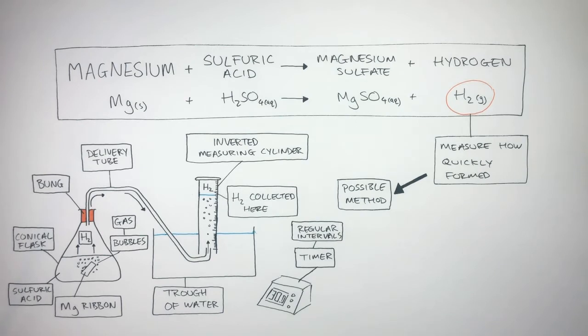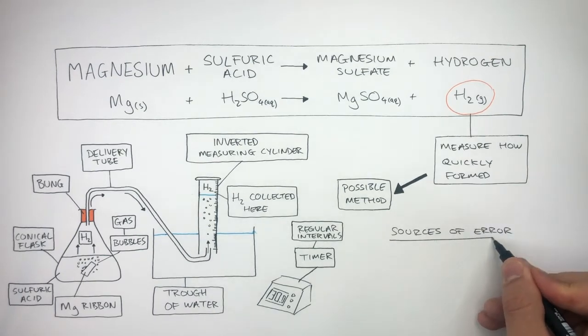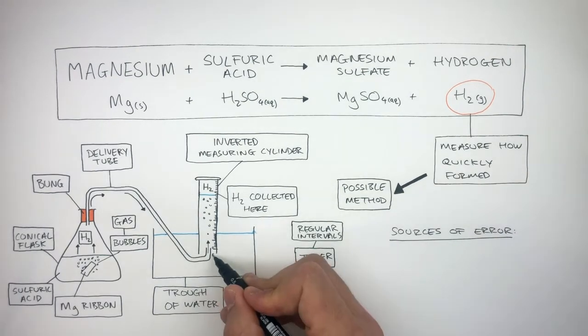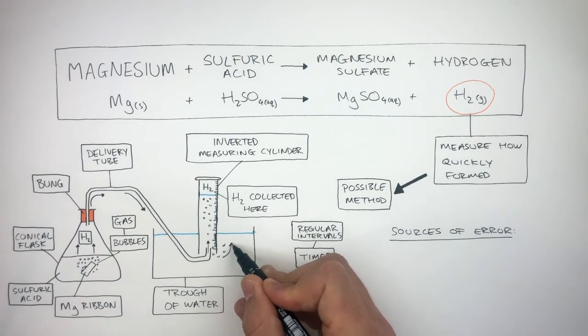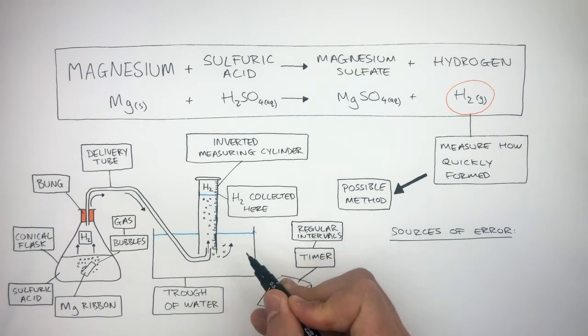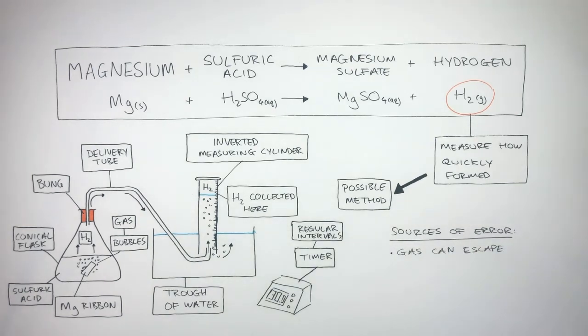As I said at the beginning, this is one possible method to measure the volume of gas produced in this reaction. Now, it's not the best method as there are sources of error that we need to consider. Sometimes the bubbles can escape and not be collected in the inverted measuring cylinder. Therefore, one source of error is the gas can escape, and this does not give an accurate reading for the volume of hydrogen gas collected.